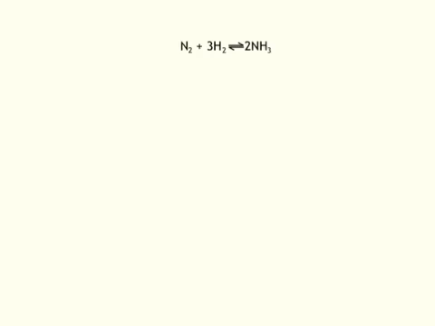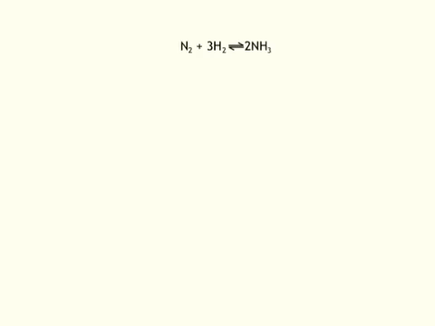Le Chatelier's principle states that if a system is at equilibrium, and that equilibrium is stressed by any one of a number of disturbances, for example, a change in temperature, or a change in pressure, or a change in concentration of one of the components, or more than one of the components, then the system is going to shift to relieve that stress, or in such a way as to counteract the effects of that stress.